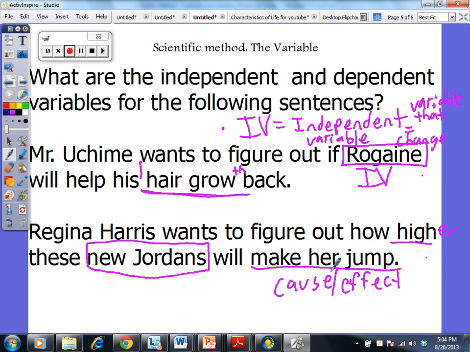So make her jump higher. So we're measuring how high she jumps. That's the dependent variable because we can measure, we can see, and we can observe that. And the independent variable, which we can change, is the Jordans.